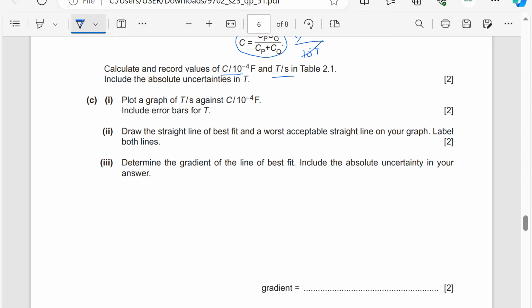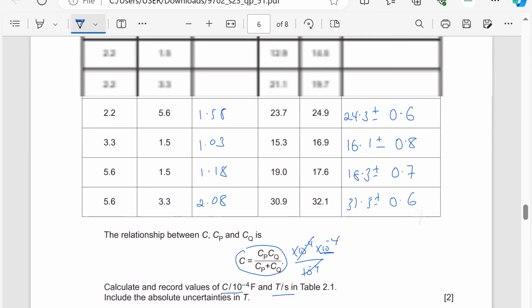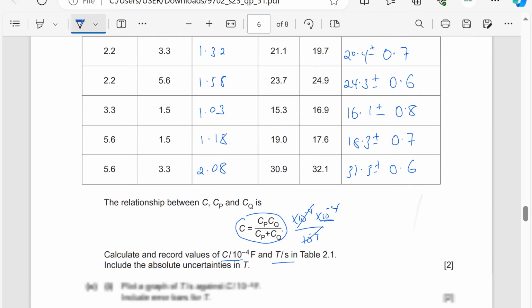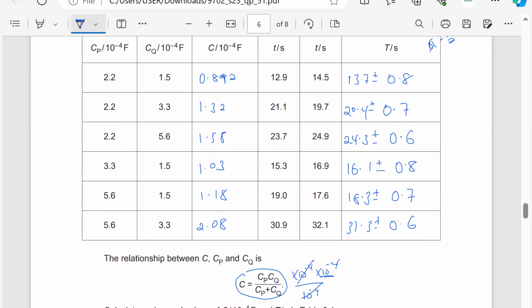Okay, then plot a graph of T against C. So I have to record these values on paper so that plotting becomes easy for you. If you have printed the question paper, it is very easy. Just look at them directly. So I'm going to plot T, so I'll have to record T values on paper. And I have to record the corresponding C values.